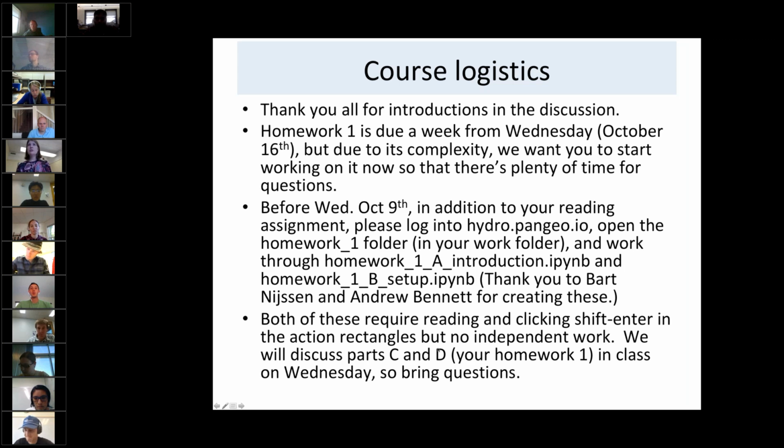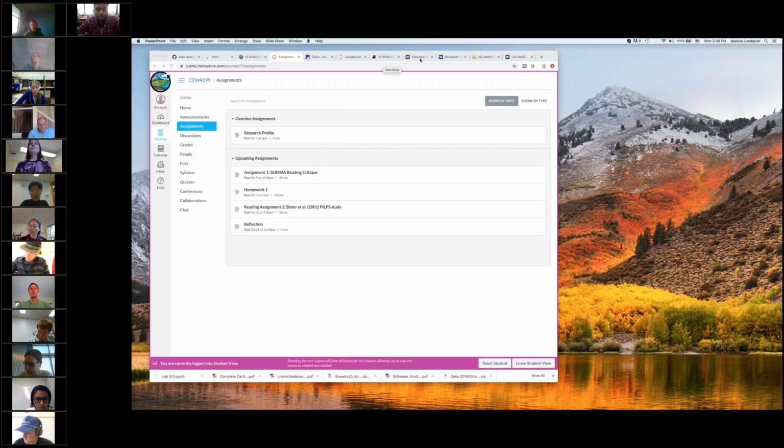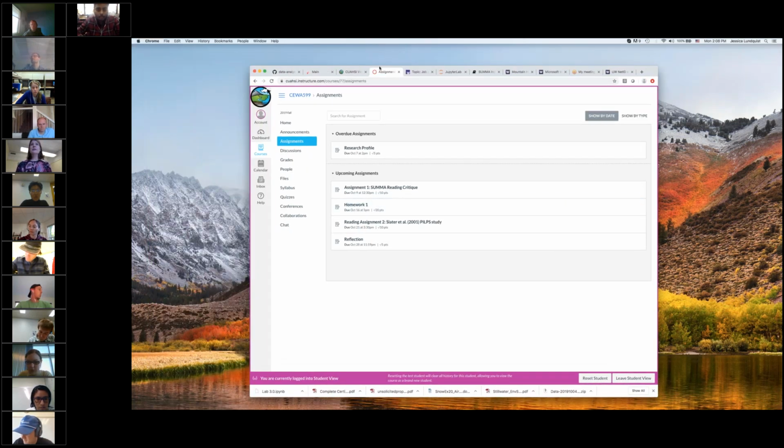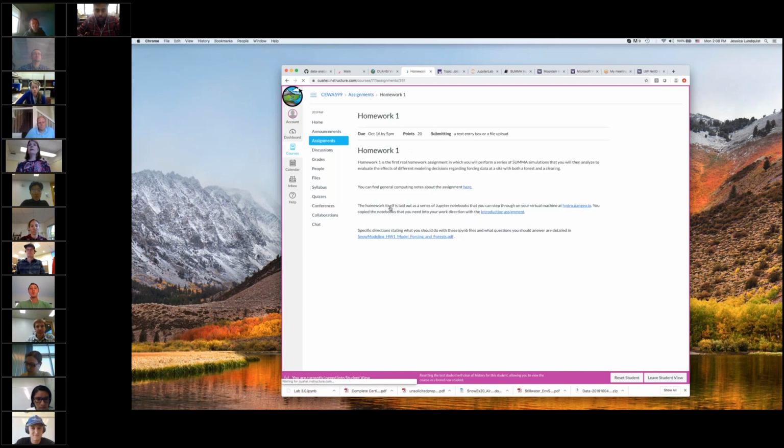So let me just show you what we've got here. If you're in the Canvas page, which I'm hoping you can see on my screen here, Homework 1 should provide you both with a link to a document that's about all the computing details and with a link to a document that gives you directions on what to do.